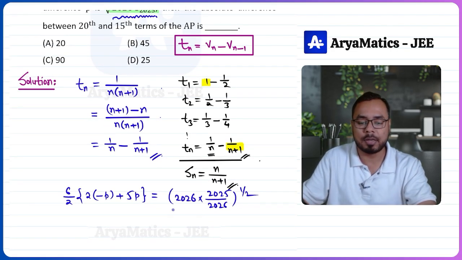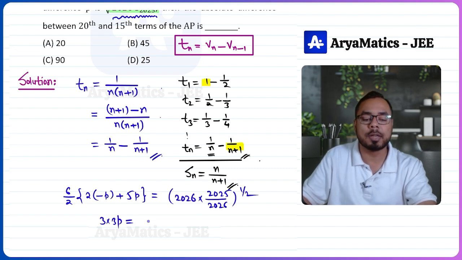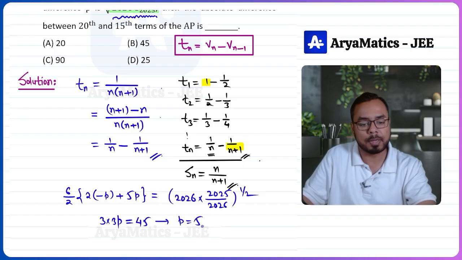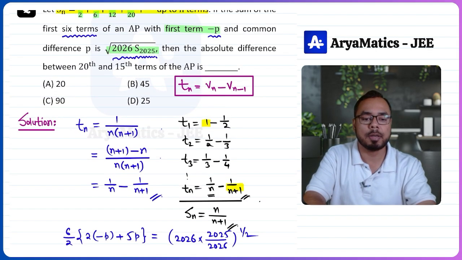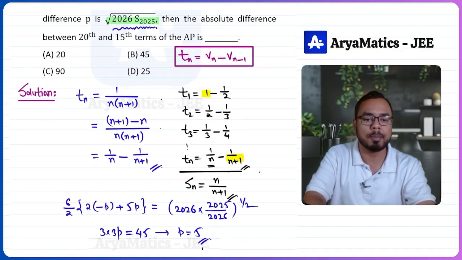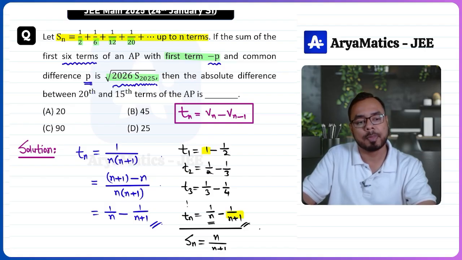So clearly you can see that 2026 will cancel, and from here you will get 3 into 3P, and root over 2025, that will be 45. So from here we'll get the value of P as 5, right? Now the value of P is 5, and for the given AP, the common difference is 5.